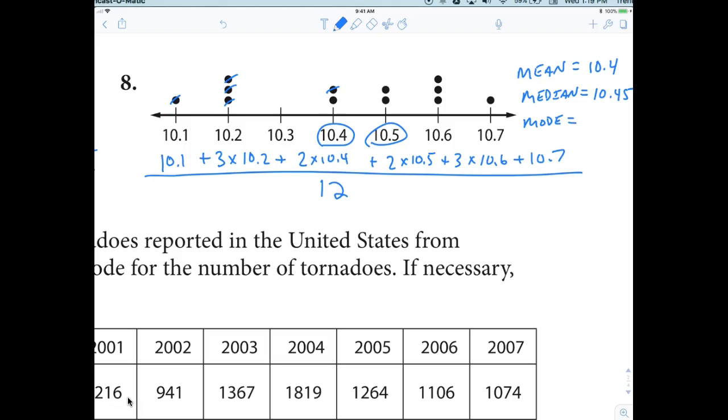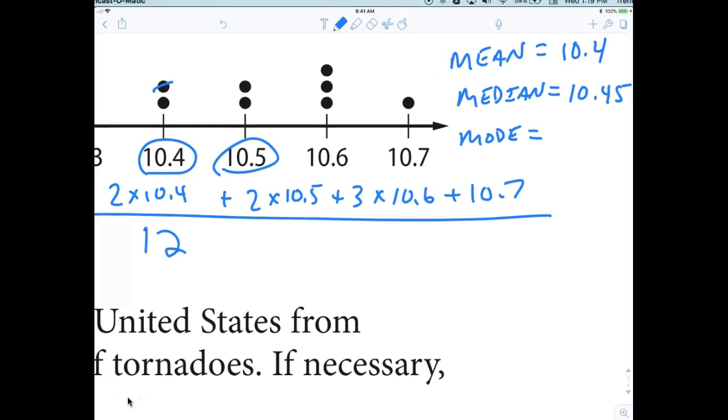Now, what number occurs the most? 10.2, there's 2. That's right. There are two of them, 10.2 and 10.6. Did everybody see that? No, the mode is the number that occurs the most. So there's two numbers that occurred the most, so you write them down.